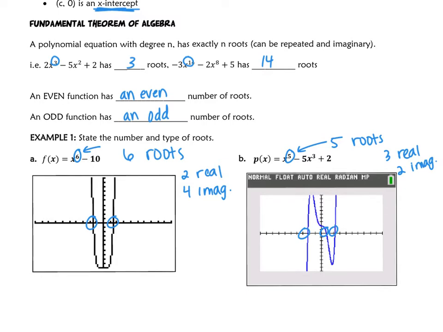Once we know the type of roots, we need to be able to find them. So that's what we're going to do on the next page.